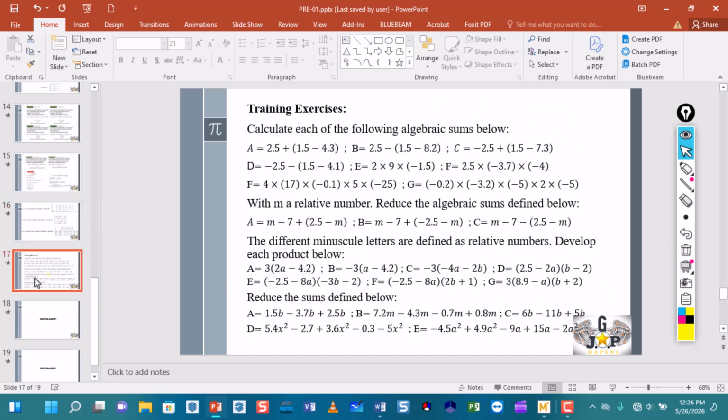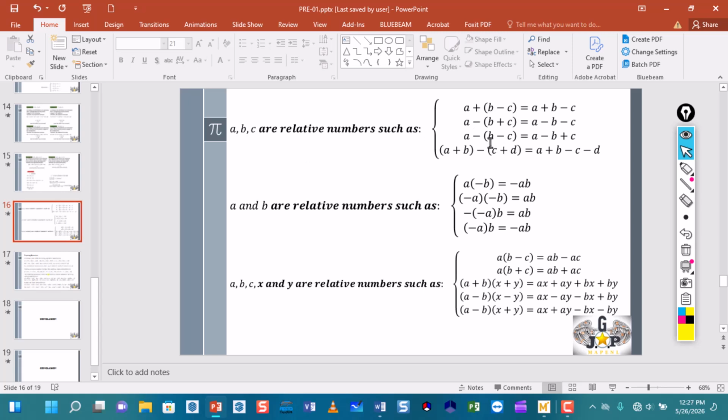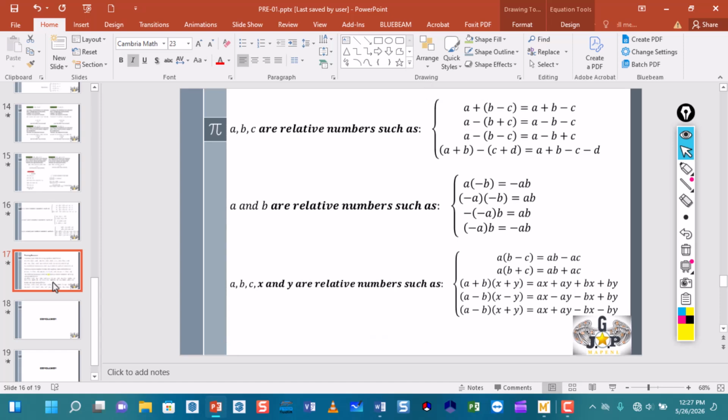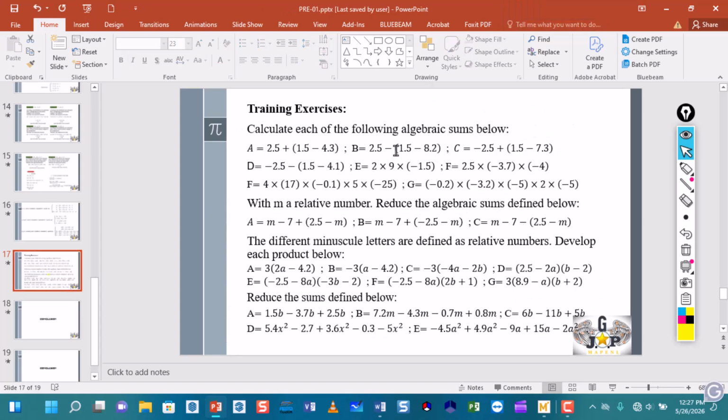Is it the right expression there? No, it's not. The right expression is right here. This third one speaks more about it. So we're going to have A minus into bracket B minus C gives us A minus B plus C. So if you go back right here, we're still here. So we're going to have what?